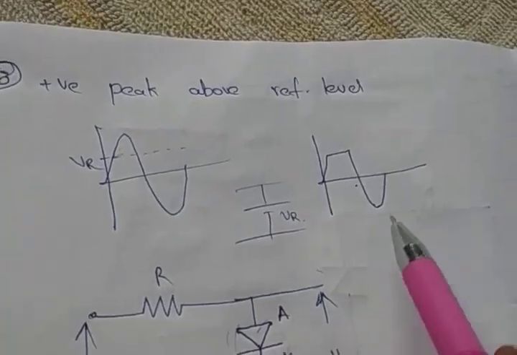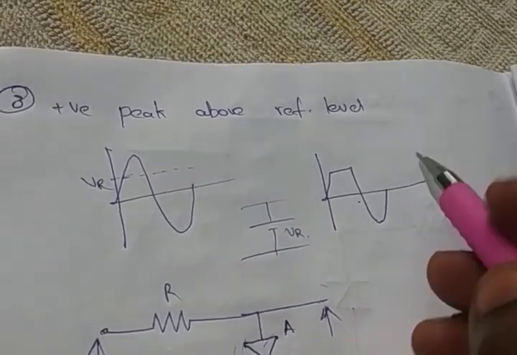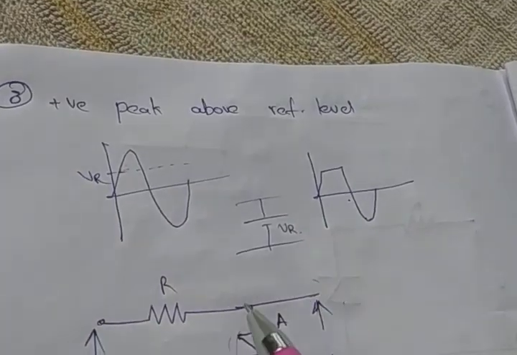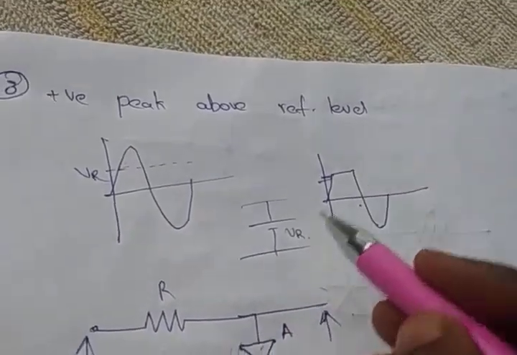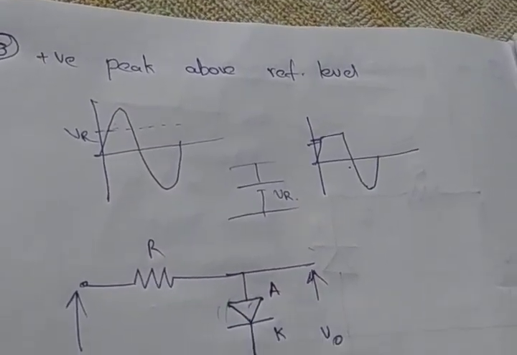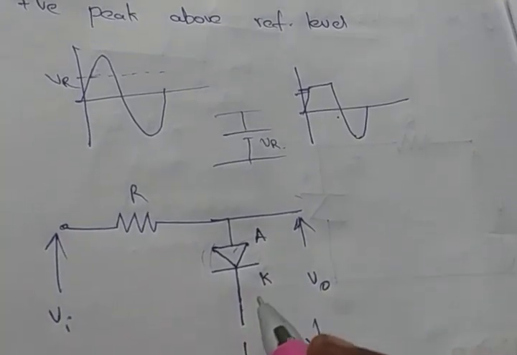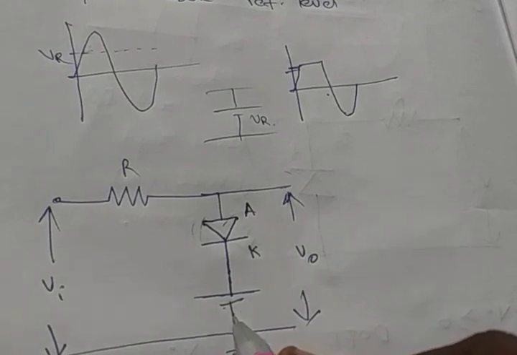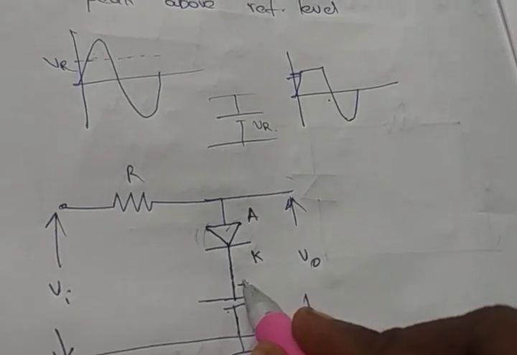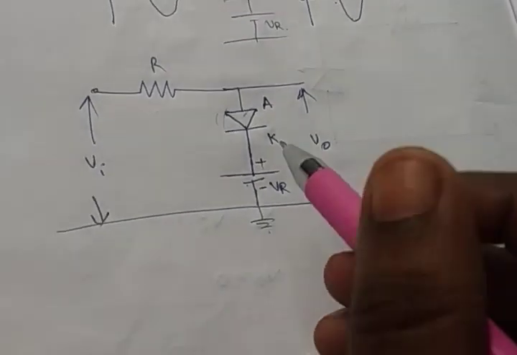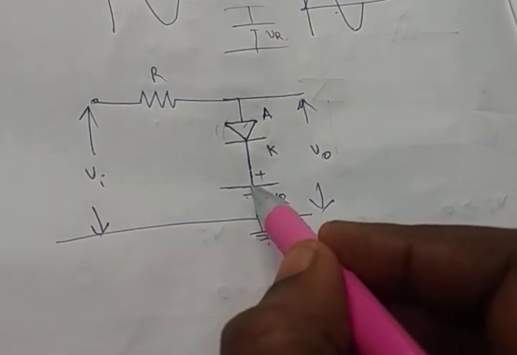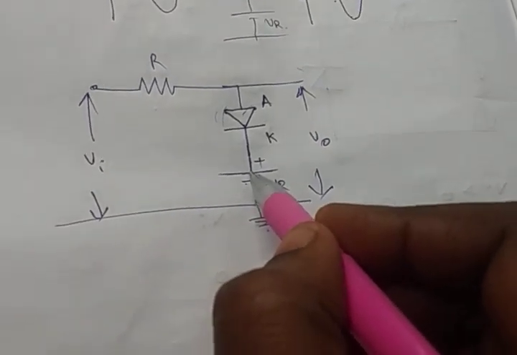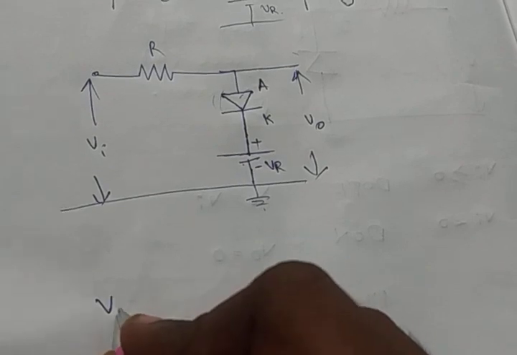Then we get all the negative portion, but in the positive portion up to VR, the diode should be in reverse biased condition. So if it should be in reverse biased condition, we have to connect the positive polarity of VR to the cathode. Now let's see the operation.